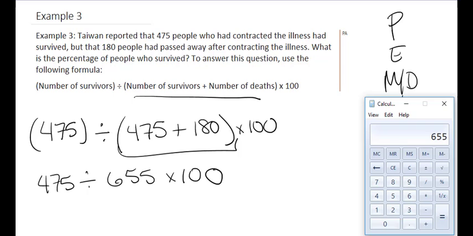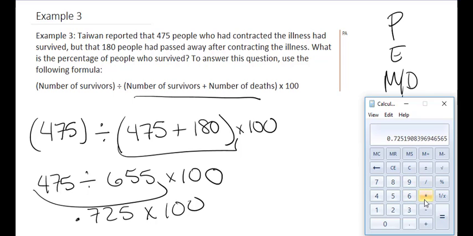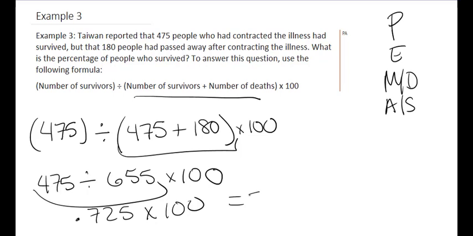So here's our calculator. We have 475 divided by 655, which is equal to 0.725. Now we multiply this by 100: 0.725 times 100. So we now get 72.5. So we'll round to the 100th spot.